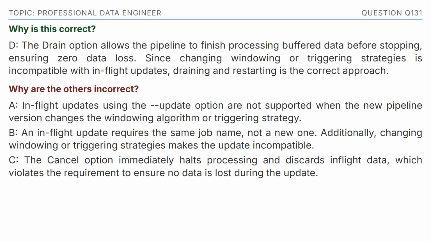A. In-flight updates using the update option are not supported when the new pipeline version changes the windowing algorithm or triggering strategy. B. An in-flight update requires the same job name, not a new one. Additionally, changing windowing or triggering strategies makes the update incompatible. C. The cancel option immediately halts processing and discards in-flight data, which violates the requirement to ensure no data is lost during the update.